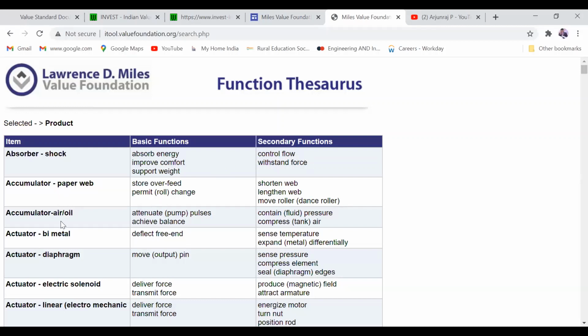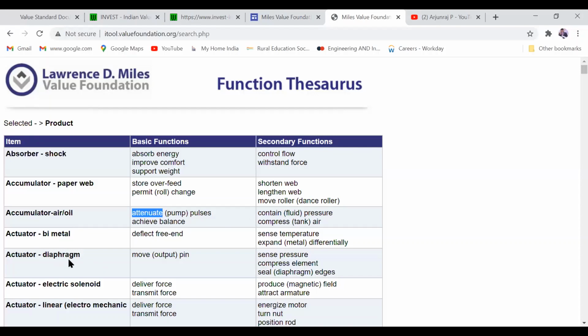Okay? And what is the function of the accumulator? Oil accumulator, air accumulator. It attenuates. It pumps the pulses or attenuates. They are synonyms basically, but it's an active verb and a measurable noun. And it will also achieve balance. But normally you should have only one basic function. But for understanding, they have given you more examples. The secondary functions are things like it contains pressure, it compresses air, etc.